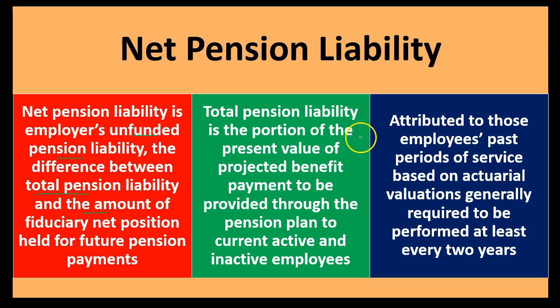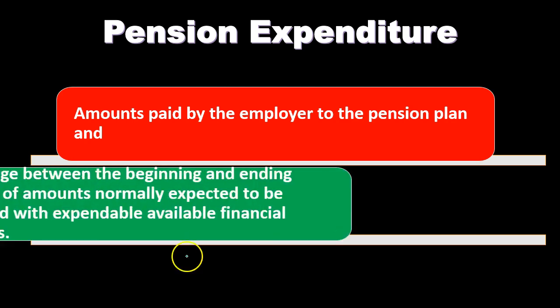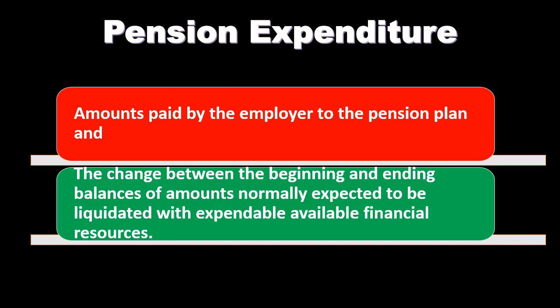based on actuarial valuations generally required to be performed at least every 2 years. So in order to think about benefit plans in the future, we have to have the actuarial calculations in order to project what the obligations will be. We're going to have those actuarial calculations at least every 2 years, typically. Then the other key term is the pension expenditures: the amount paid by the employer to the pension plan and the changes between the beginning and ending balances of amounts normally expected to be liquidated within expendable available financial resources.